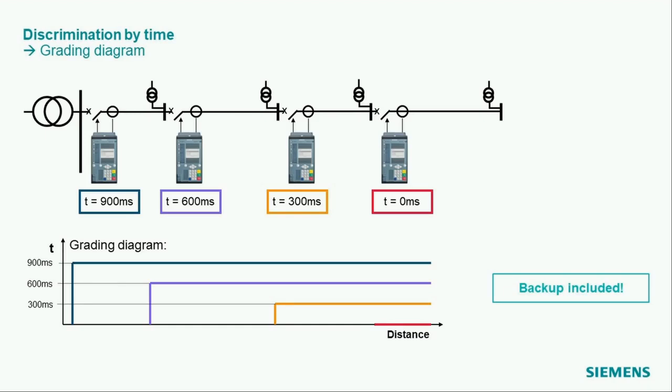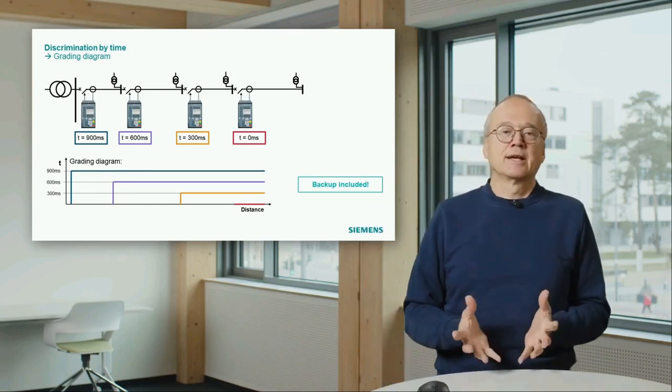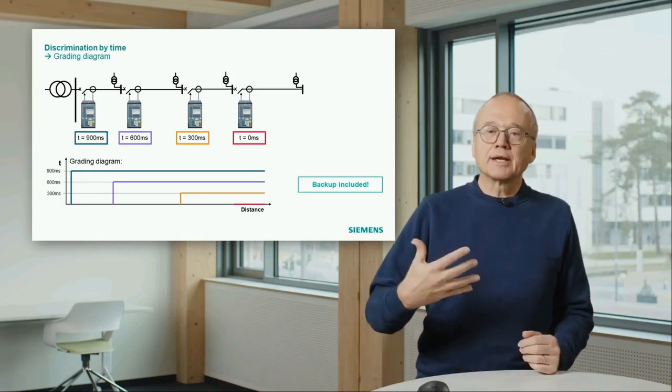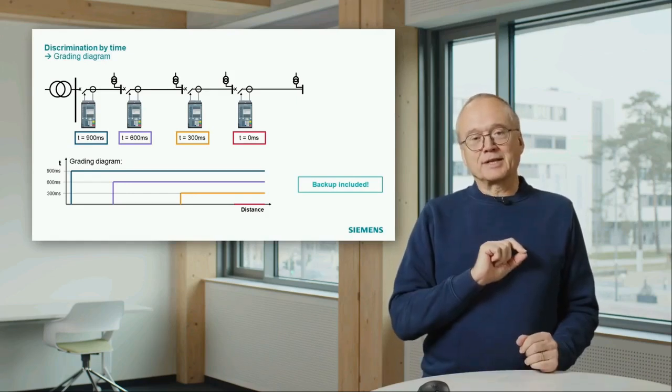If you go more to the left, if we look at the second cable from the right, it will normally be tripped in 300 milliseconds by the orange relay. If the orange relay fails, the purple relay will be the backup. That means the nice thing in this type of grading is you have automatically a backup included. You must be careful. In this case there's one exception.